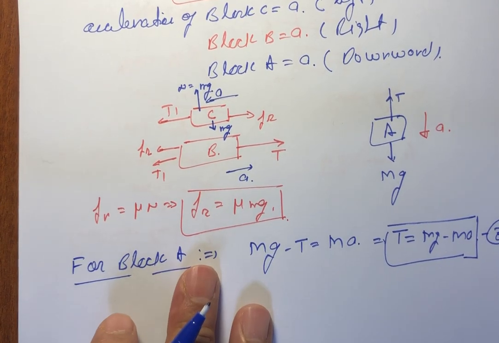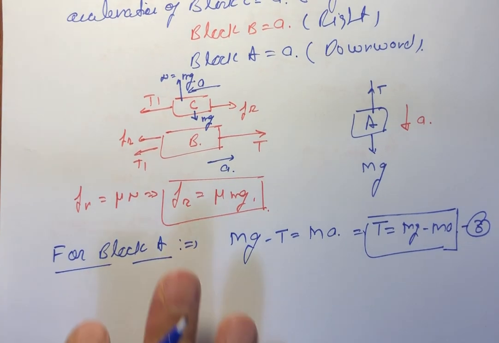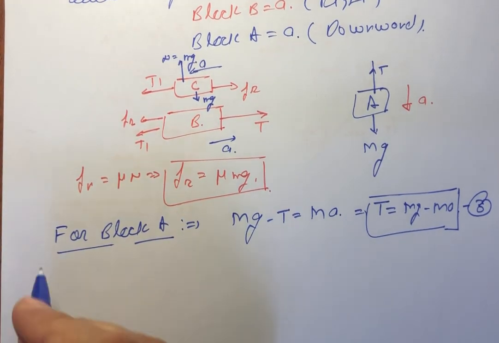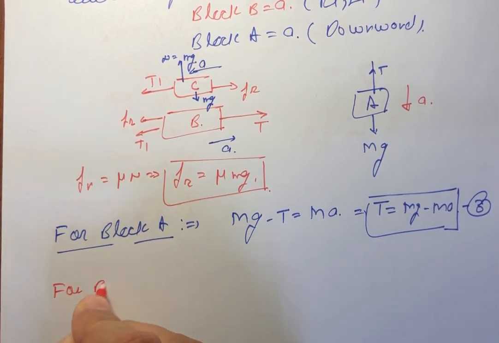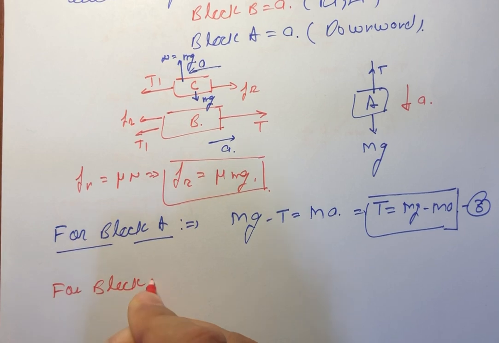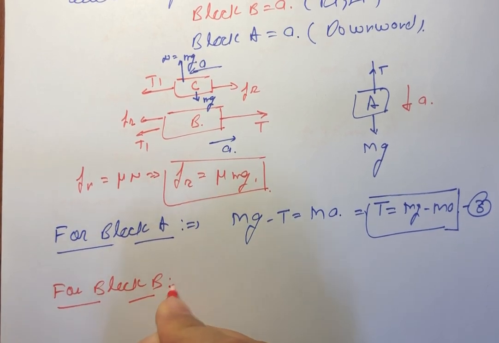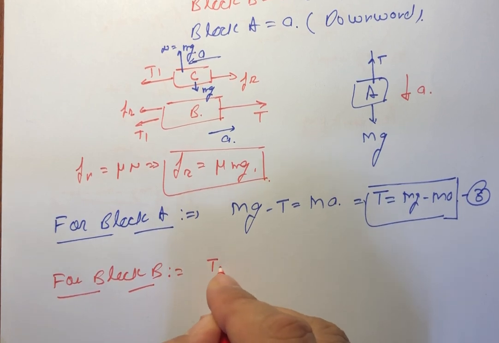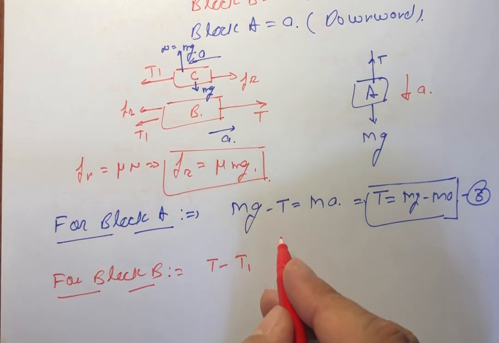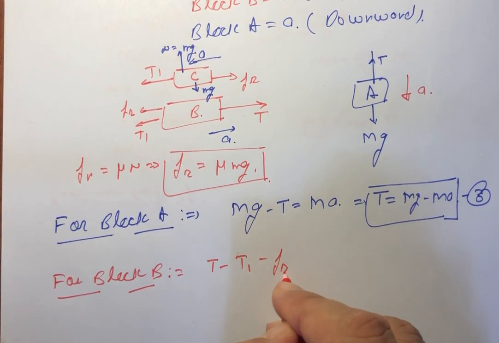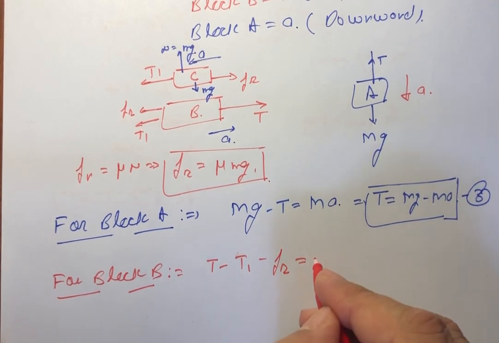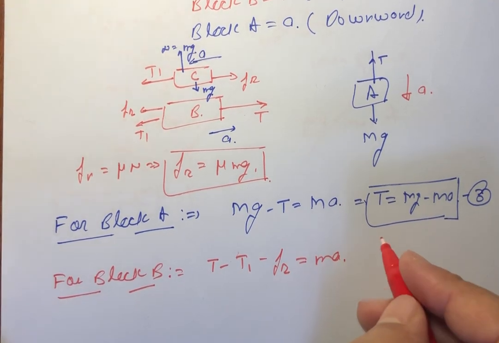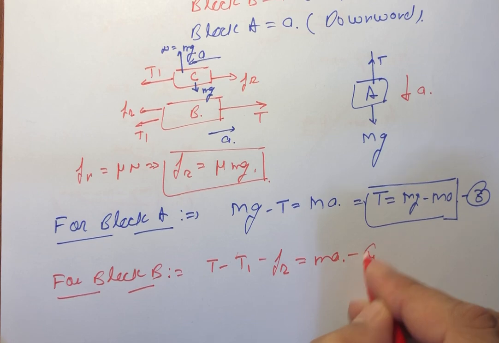Next is for block B. We can write for block B: T minus T1 minus FR is equal to Ma, and this is our equation number 4.